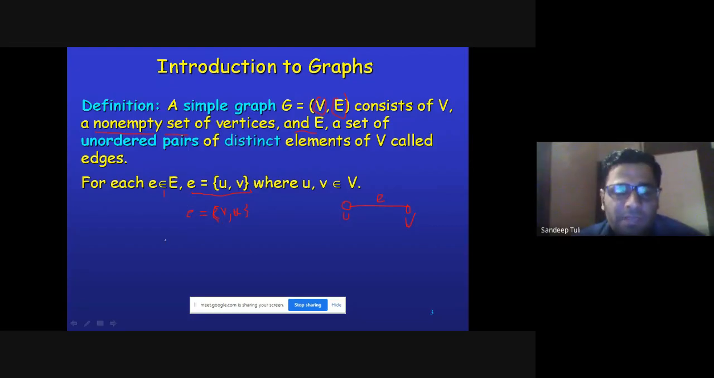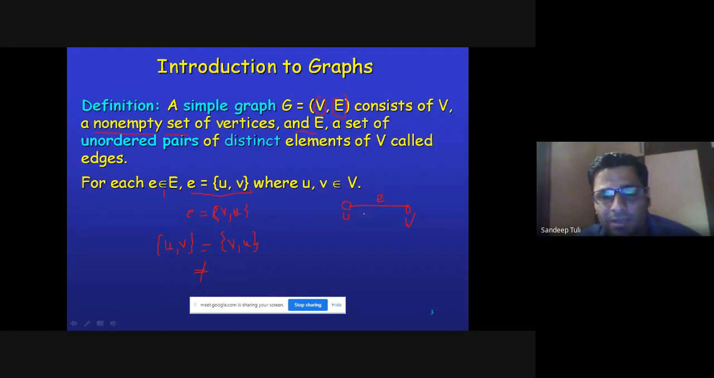So unordered means, now let me clear, {u, v} is equal to {v, u}. That is what unordered means. But when they are not equal, then it is ordered. Then order matters actually. When the order matters, then they are known as an ordered pair. But when the order does not matter, then they are called an unordered pair.